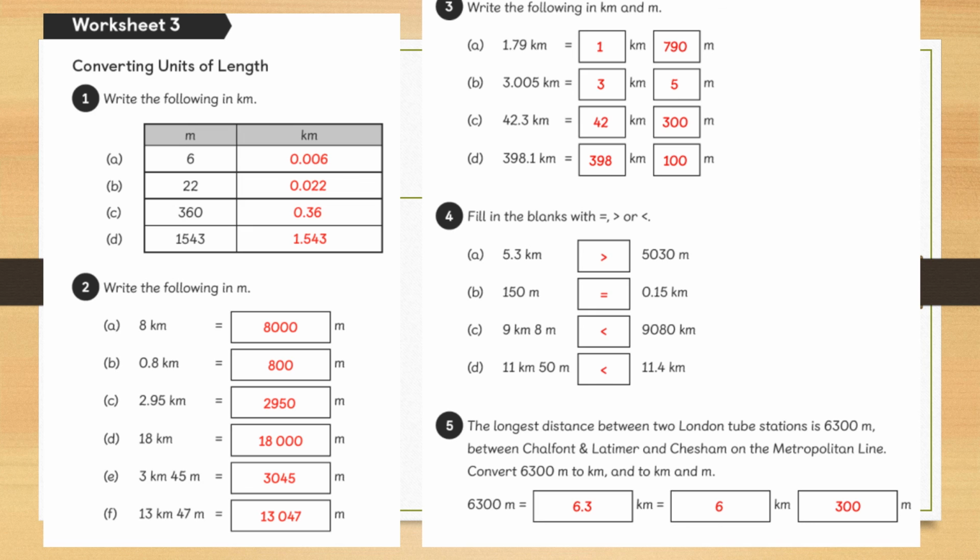And then again, you've got equal to, greater than, or less than. So it would be really, really useful if you converted them all into the same. So if you made kilometers into meters or meters into kilometers, whichever way you find easier, and then compared them first, you'd get the answers. All right. And then the longest distance between 2 London tube stations, you've got 6,300 meters, which is 6.3 kilometers, which is 6 kilometers, and 300 meters.